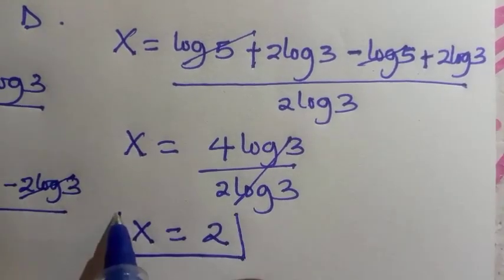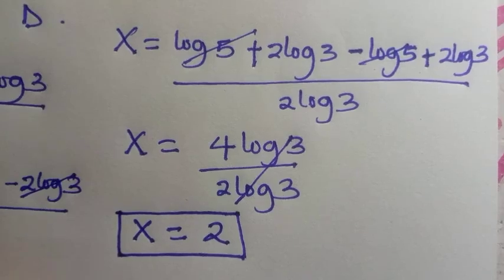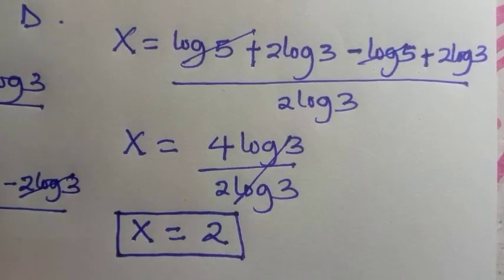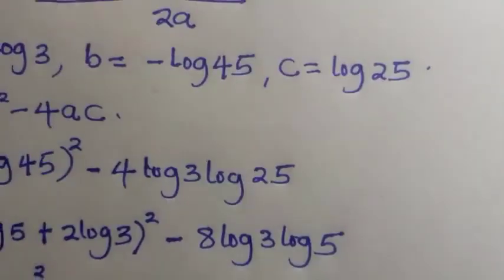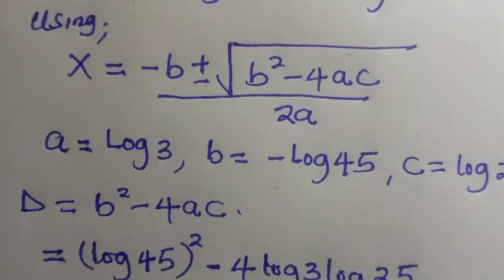Another way you can solve this problem is by just rewriting the 45 on the right hand side as 9 multiplied by 5, and doing the comparison. We still get this. If you have another way of doing this, you can drop it in the comment box.